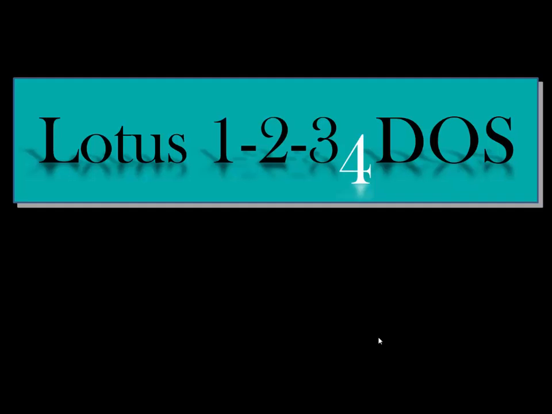Lotus 123 is really easy to get running on a Windows 64 machine. To do that, all you have to do is load dbDOS Pro 4. Now when you buy dbDOS Pro 4, we send you a setup.exe. You walk through a standard Windows installation process, and in 5 minutes you've installed the product.